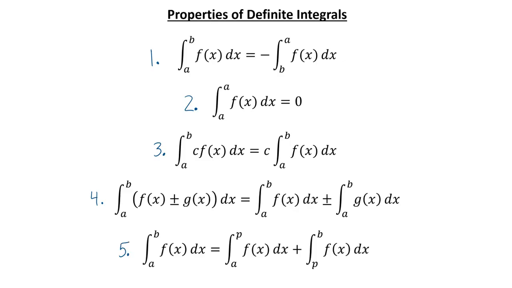And then lastly, if we have the integral from a to b of f of x dx, that's equal to the integral from a to p. Now p is just some point between a and b. So that would be the integral from a to p of f of x dx plus the integral from p to b of f of x dx. So we can separate one integral into two or more integrals by integrating from the left endpoint to some x value between the left endpoint a and the right endpoint b.